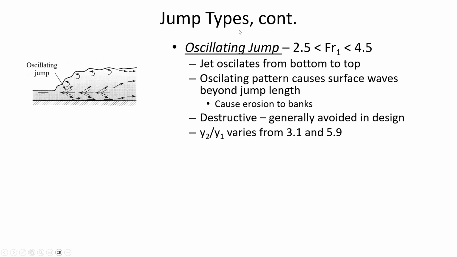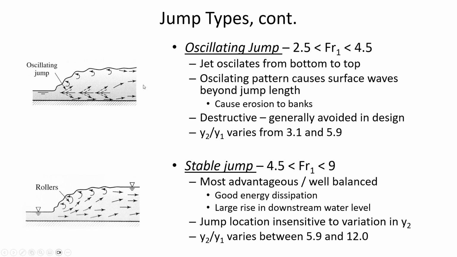An oscillating jump is considered pretty undesirable from an engineering standpoint because some of the velocity vectors are coming down and encountering the bottom of the channel, so it can lead to scour. An oscillating jump is undesirable, but a stable jump is maybe the most advantageous because it dissipates a large amount of specific energy, which is good to prevent scouring, and none of these velocity vectors are pointing down towards the bottom of the channel. So there's a large rise in the water level, dissipating a lot of energy, and it's not destructive.